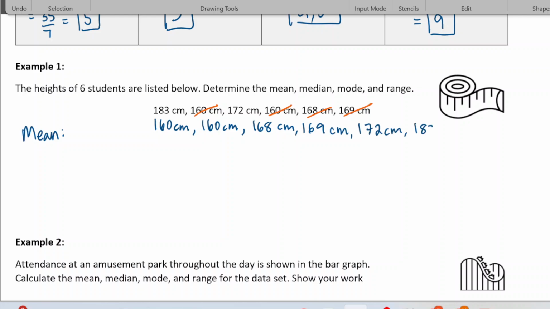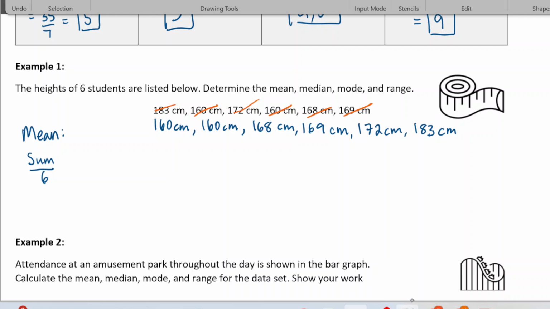And 183. Writing them in numerical order will help us calculate the median especially, but also the mode. Okay, so for mean, we're going to add them all up. We'll take the sum, and then we'll divide by 1, 2, 3, 4, 5, 6. We have 6 students here.